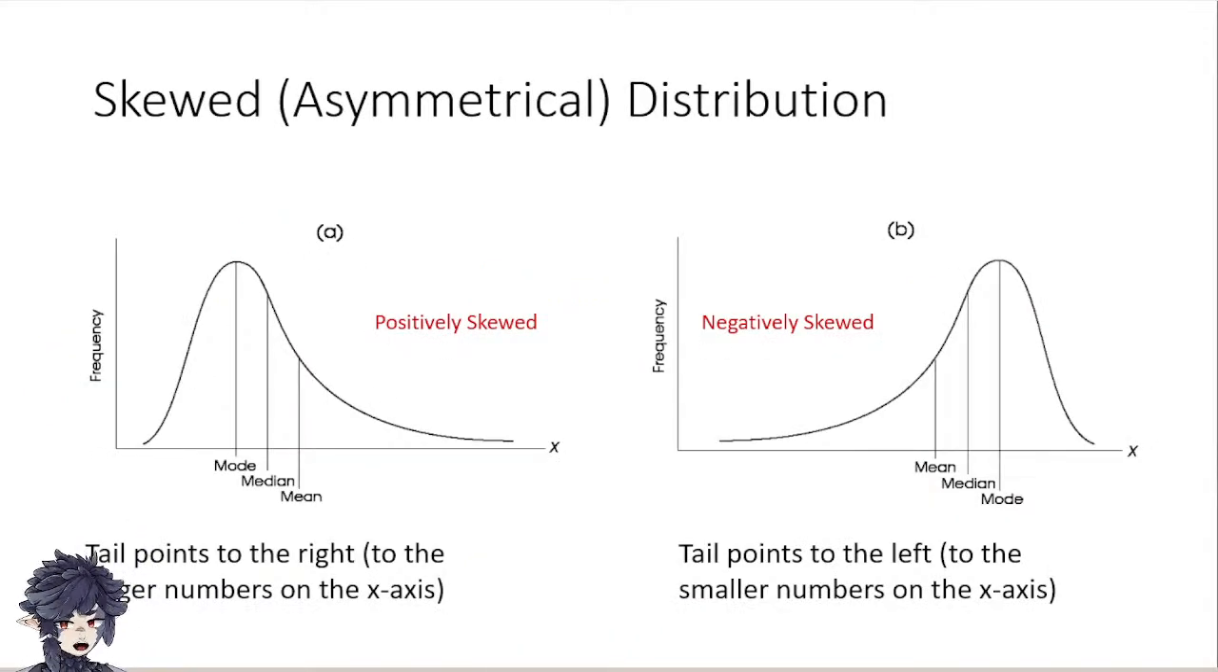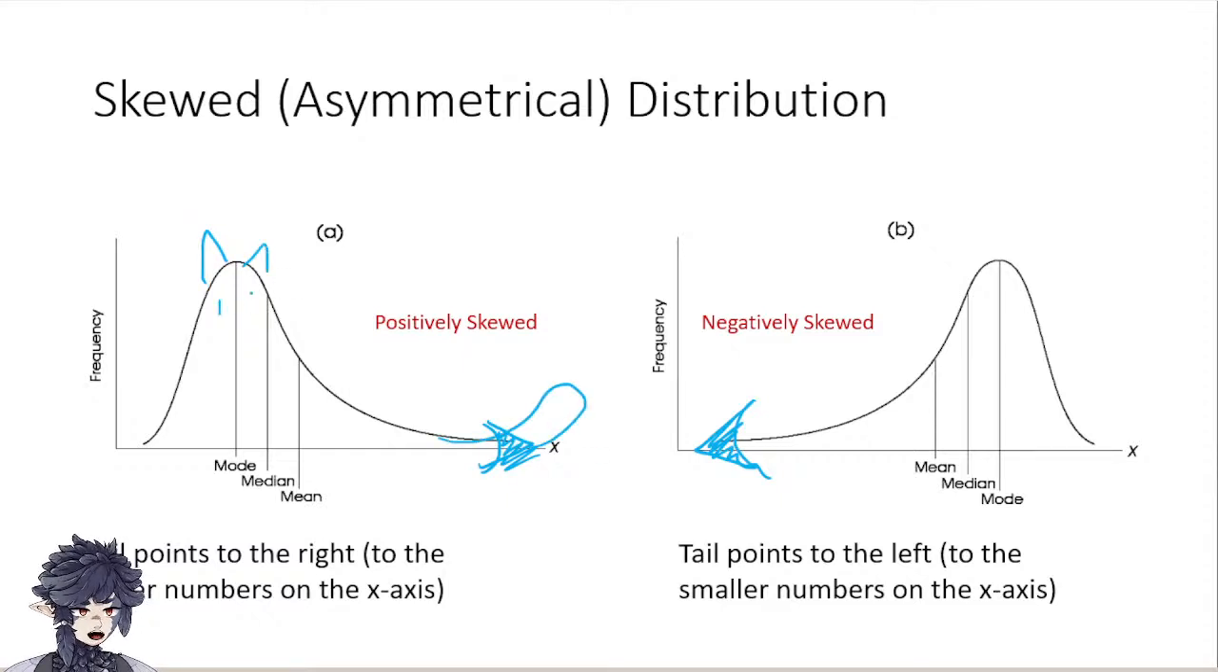So here's two examples of two skewed distributions. This one's positively skewed. We can tell because the tail is pointing towards positive numbers on the number line. And this one's negatively skewed because the tail is pointing towards negative numbers on the number line. Remember, it's the tail, because it's the tail of the creature, the beast.